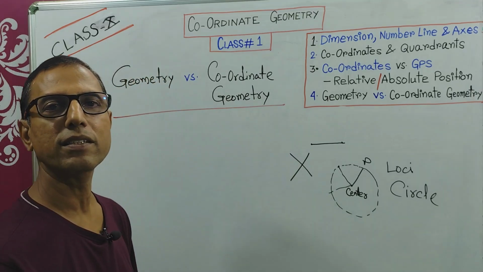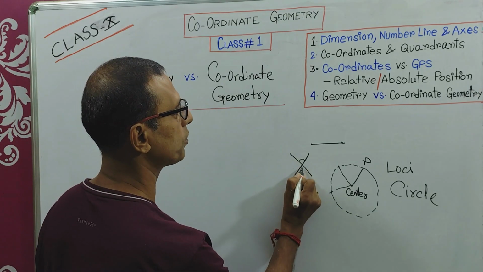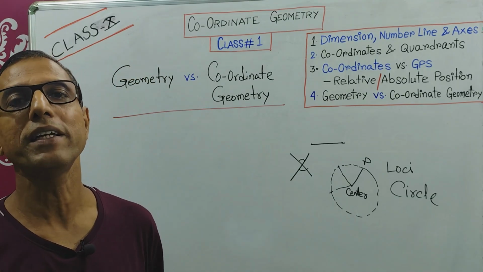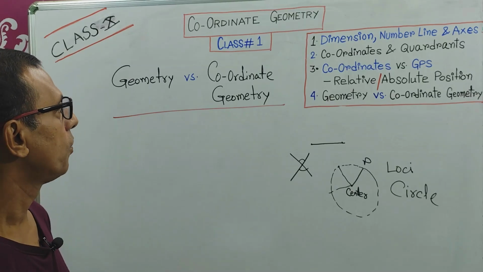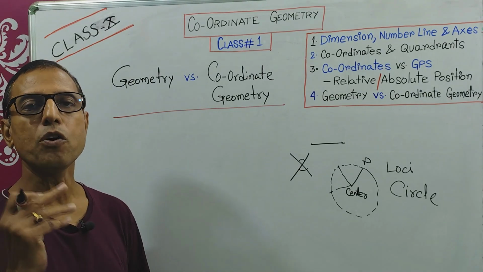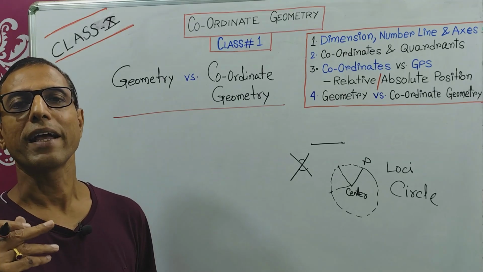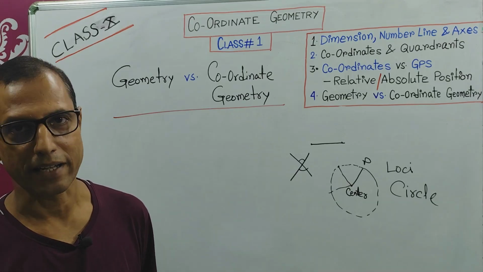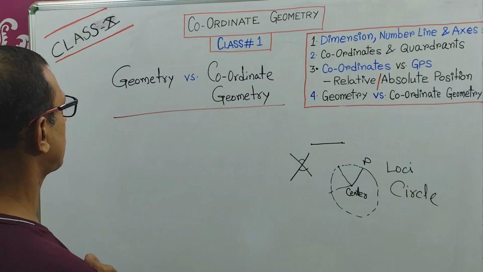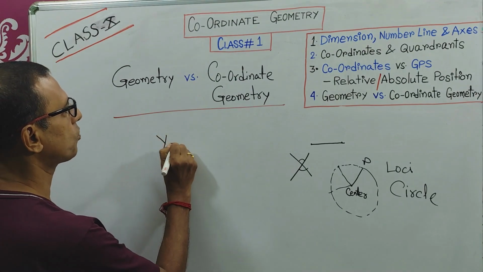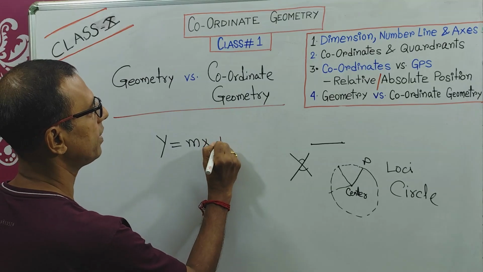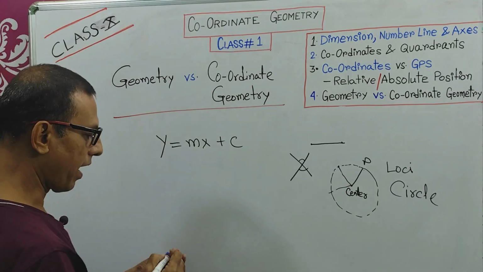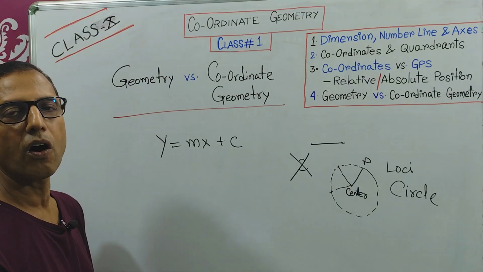If two straight lines intersect each other, then the opposite intersection angles are equal. These are geometrical properties. You don't need any algebra. But in coordinate geometry, you need to express any geometric figure in an algebraic expression. Let's say a straight line. If I say y equals mx plus c, you can see this is an equation. This is an algebraic equation where x and y are coordinates of the points.